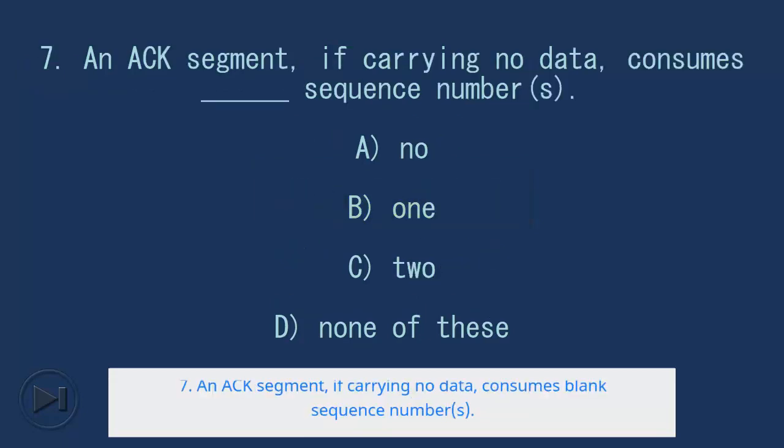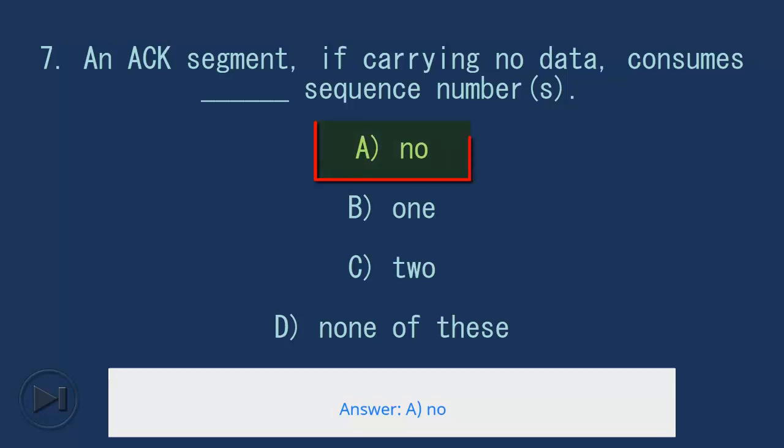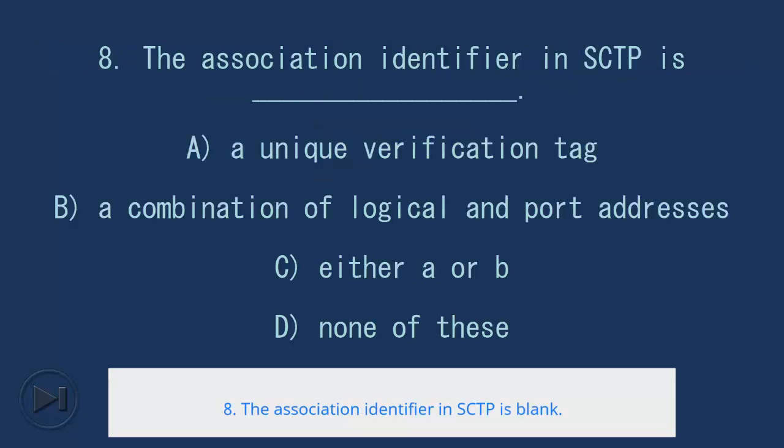Association. 7. An ACK segment, if carrying no data, consumes blank sequence numbers. A. No. B. 1. C. 2. D. None of these. Answer, A. No. 8. The association identifier in SCTP is blank. A. A unique verification tag. B. A combination of logical and port addresses. C. Either A or B. D. None of these. Answer, A.